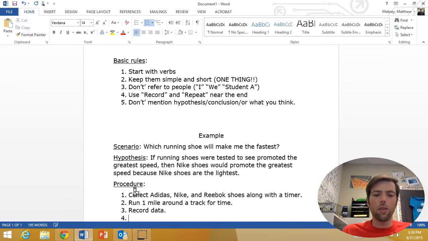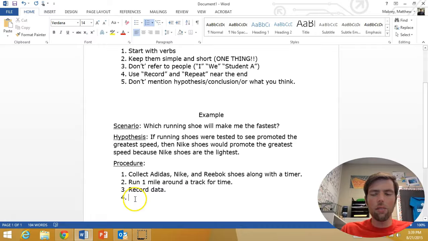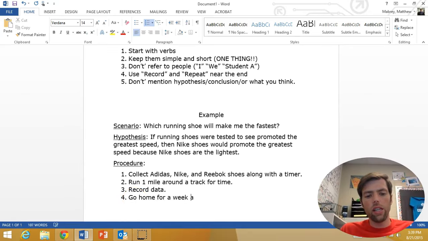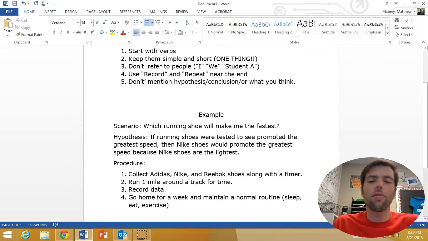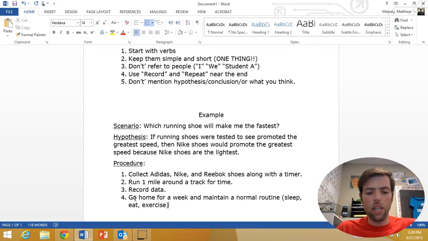Now, for this particular experiment, since it involves humans, I think it'd be wise to say something like, go home for a week and maintain a normal routine, like how much you sleep or eat or exercise. The thought would be if we did the exact same test 5 minutes later, I've already run a mile, maybe I'm slower. If I did it the next day, maybe I'm slower because I ran hard for a mile the day before. Give it a week, and if everything stays constant, hopefully you're setting up the same conditions.